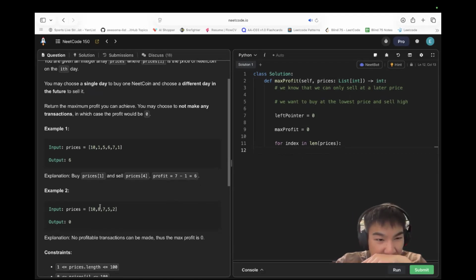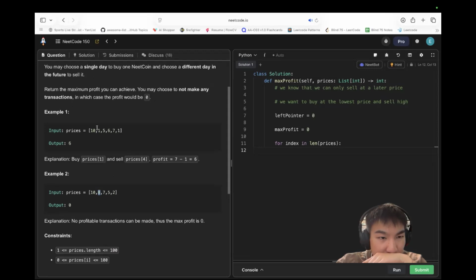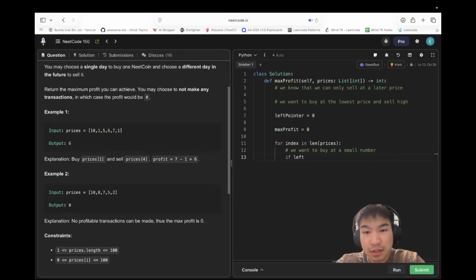How would I do this? Let's see. If the number to the right of it is smaller, we could go ahead and move the left pointer. We want to buy at a small number. Therefore, we could have a pointer, left pointer. So far for the first one, we're always good. Actually, we could just skip the first one if we want, right?